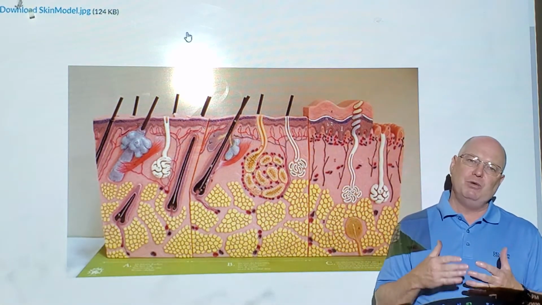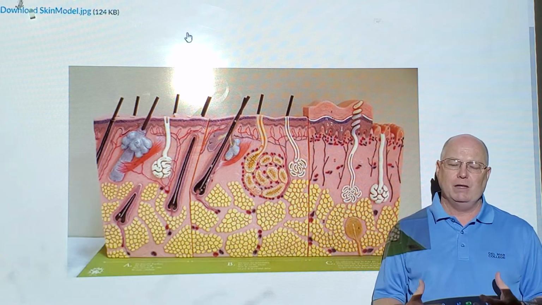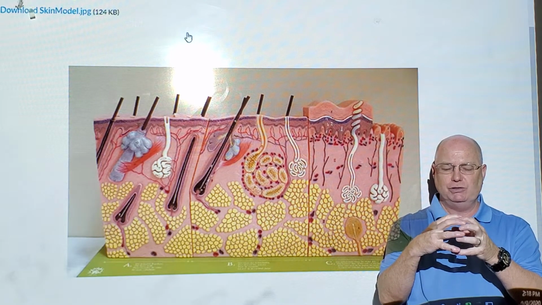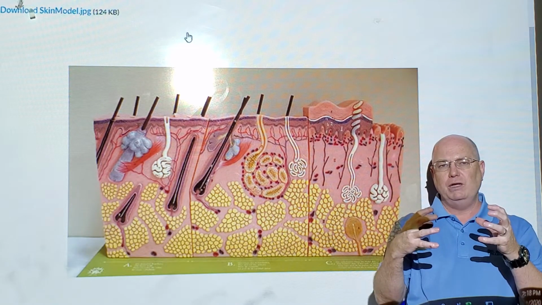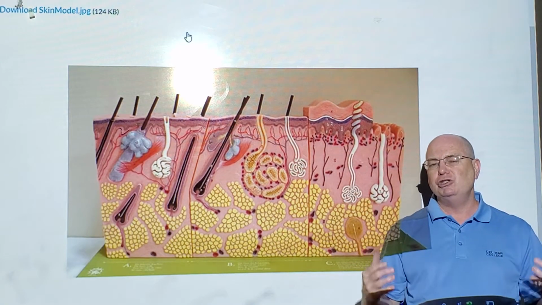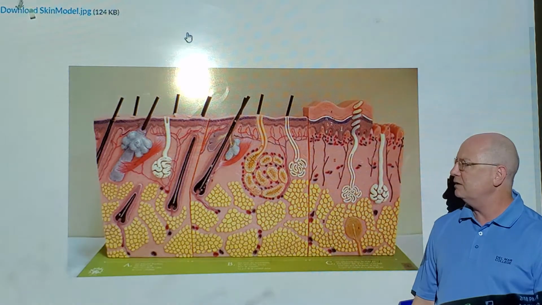Now, your skin is both an organ and part of a larger organ system. As you know, atoms come together to form molecules and chemicals. Those come together to form organelles. Organelles form cells. Cells form tissues. Tissues form organs, and organs form organ systems. We've been going through the levels of organization.